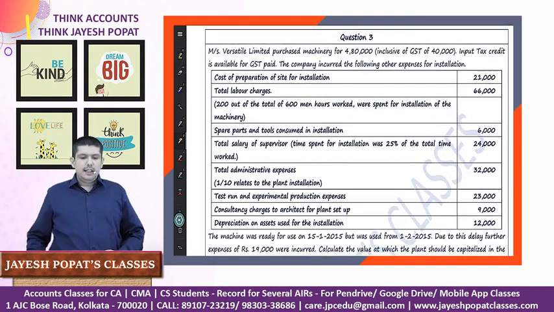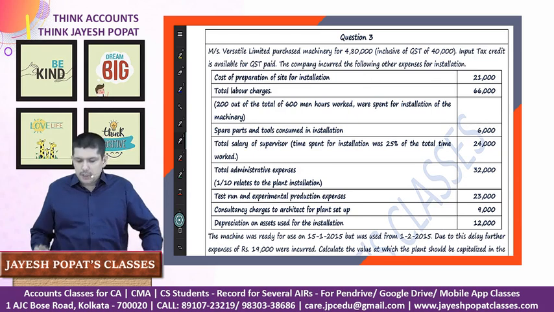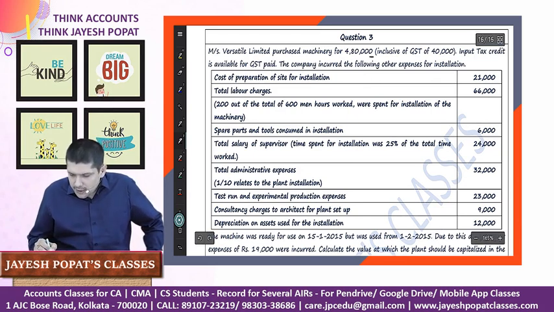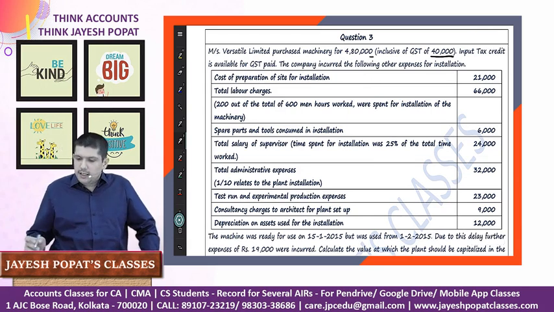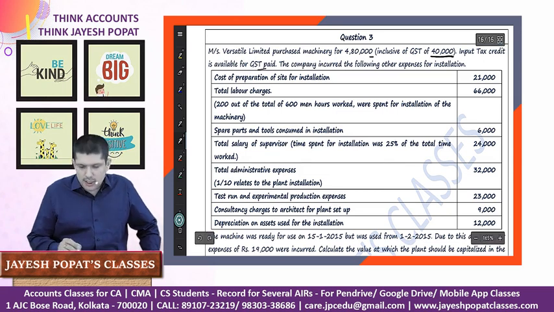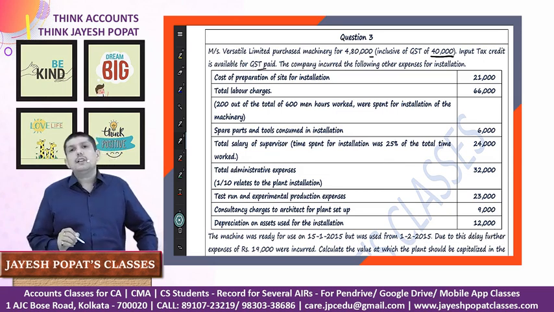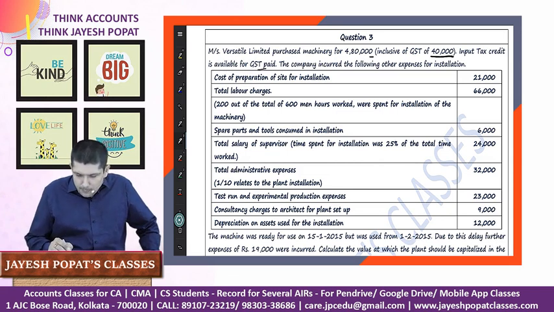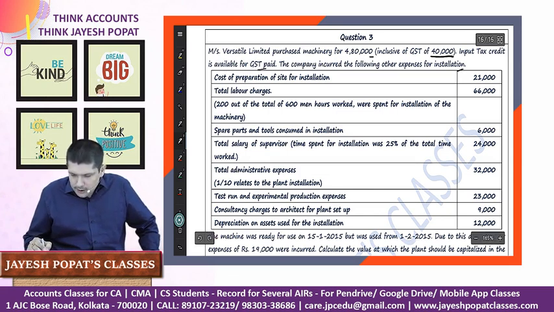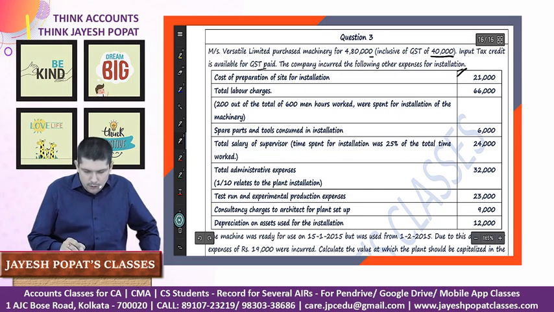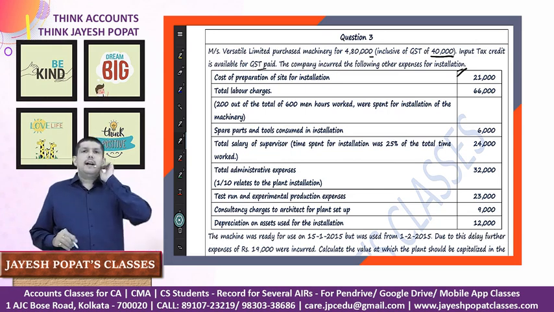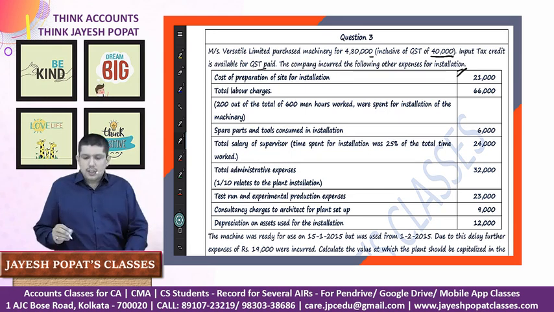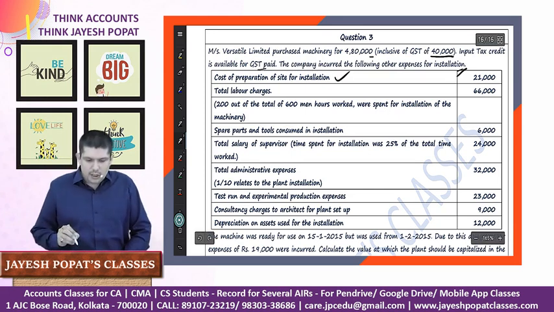Then question number 3, it says Versatile Limited purchased a machinery for 4,80,000 inclusive of GST of 40,000. See, this GST cannot be considered as cost because GST will get the input credit. The input credit is available for GST paid, so effectively 4,40,000 is our cost. The company incurred the following other expenses for installation. Cost of preparation of site for installation is so much. See, here again in this sum we need to identify what will be the total cost. So this will be included in the cost.